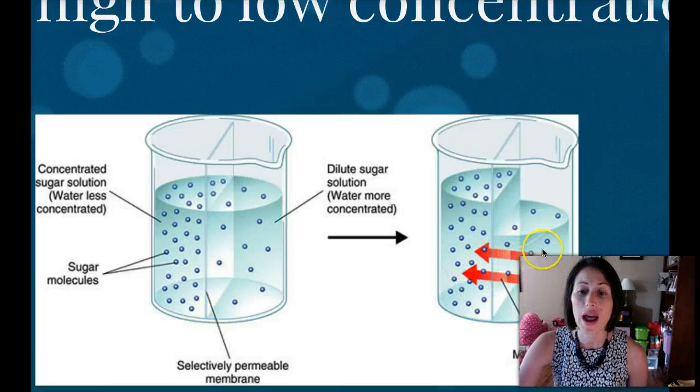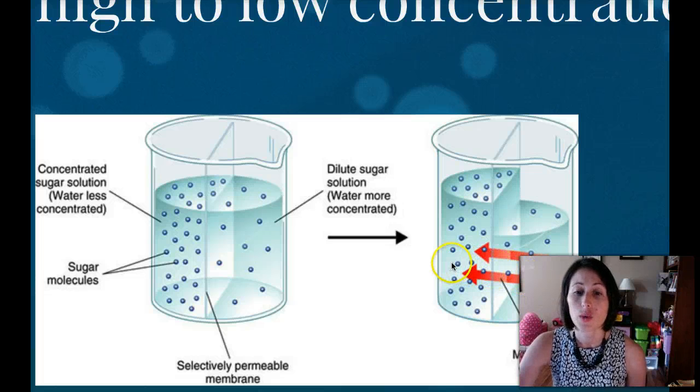It's going to move from a high water concentration to a low water concentration. So what we're going to end up with, even though there's more water on this side, the water feels like it's evenly distributed because it's equaling out the amounts of sugar per water on each side.